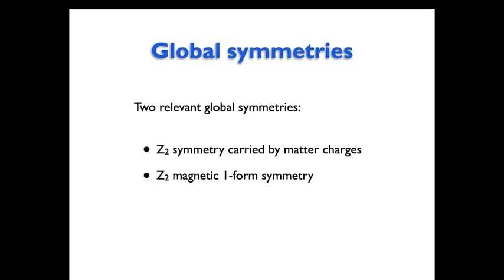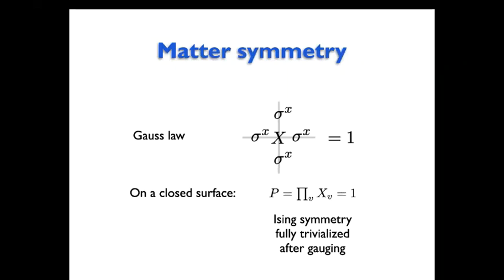Sorry, can I check? Isn't the Z2 symmetry the first one you just gave? Yes. So I'm getting not a global symmetry. Bear with me, this is exactly the question. What about the matter symmetry? You are right. If I take my Gauss law and a closed surface, and multiply all Gauss laws together, then I see that my would-be Ising symmetry is identically equal to one. So there is only one sector in my whole Hilbert space. It's not an actual symmetry, it's a redundancy. The symmetry is trivialized by gauging because there is only one sector, not two.